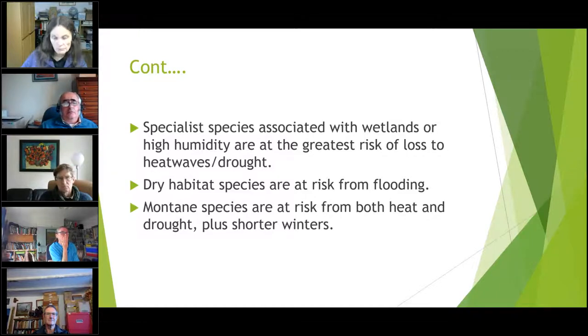Dry habitat species are highly at risk from flooding. And certainly, if you look at places like the Somerset Levels, those species that were just above the wet margins would have been particularly vulnerable. And then montane species, well, they have a double whammy. Firstly, they've got a risk of heat and drought when we do have droughts. And then we also have the problem of shorter winters. And indeed, not just shorter winters, less snowfall, therefore less water in the spring, therefore more risk of drought within upland wetland systems that are pretty reliant on a continual supply of water. They're usually on quite hard rocks. There's not much of a residual water table. So we've got a combination of factors there of weather, but also of the geography and in particular the lithology of the area.